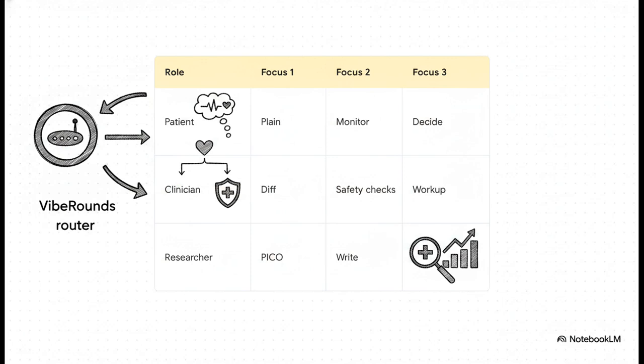The Vibrowns router processes the exact same case of dyspnea and edema in 3 distinctly different ways, entirely depending on who is asking the questions. The patient needs plain language and monitoring. The clinician needs differentials and safety checks, and the researcher, they need PICO and evidence appraisal. It's one case, but three completely different cognitive pathways to explore it.